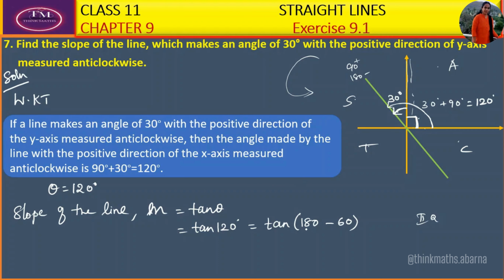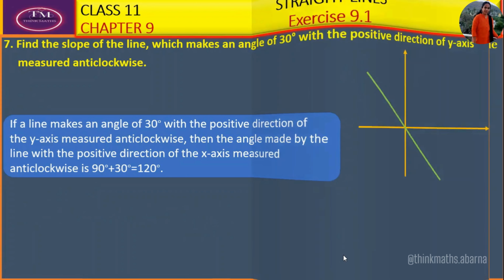So 180 minus θ is in the second quadrant. In the second quadrant, sine and its inverse cosecant are positive, and all others are negative. So 180 minus θ will have the same trigonometric ratio with a negative sign. So it is minus tan 60. What is tan 60? It is root 3. So it is minus root 3, which is the slope of the line. Clear? So shall we move on to the next one?